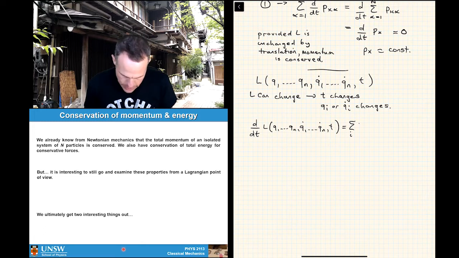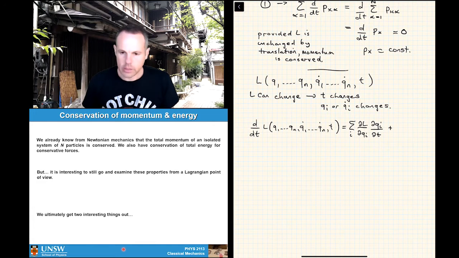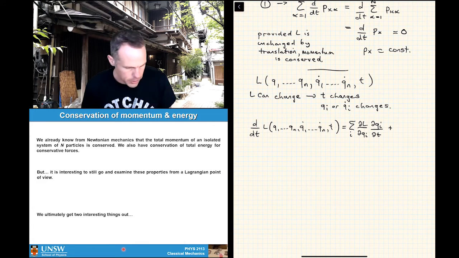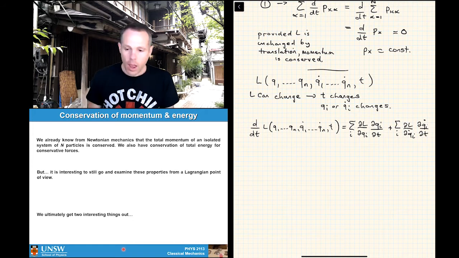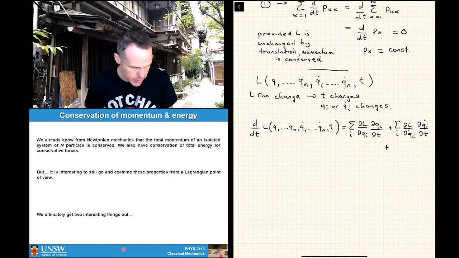So this will be dL/dq_i times dq_i/dt, plus a contribution from the dot terms changing. So this will be the sum over i of dL/dq_i dot times dq_i dot/dt, plus a term from the time changing, and there's only one of these terms, so it's just going to be ∂L/∂t, okay?